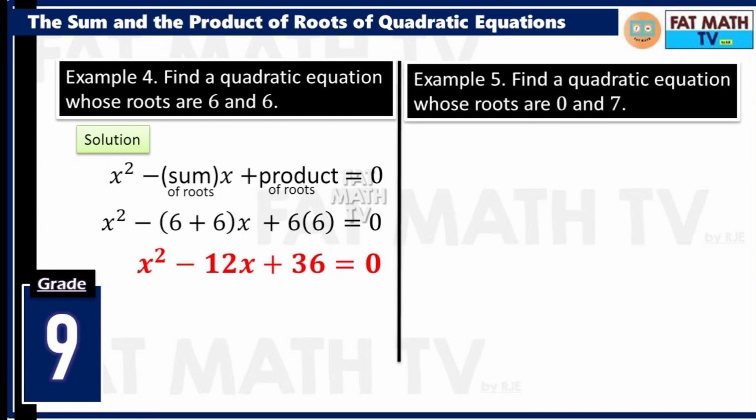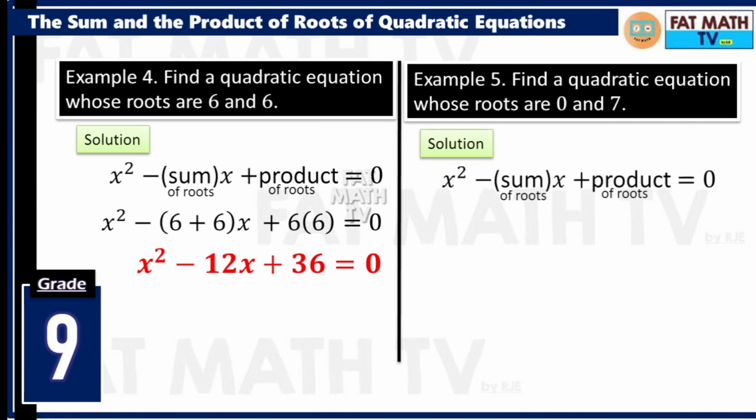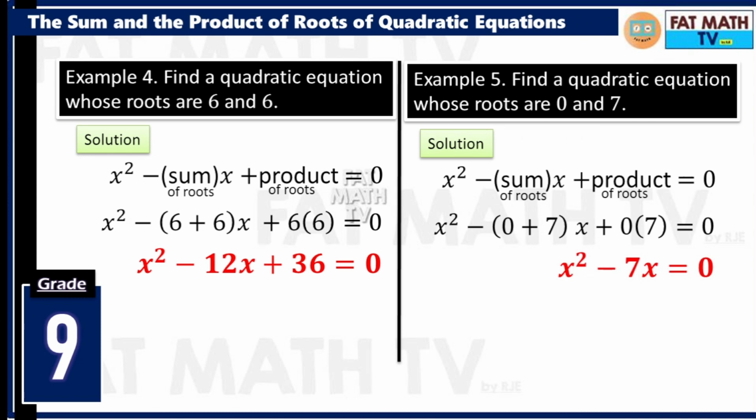If we have roots 0 and 7, their sum is 7 and their product is 0. So same, x squared minus sum of the roots times x plus product of the roots equals 0. So x squared minus the sum, 7x, plus 0 equals 0. Or simply x squared minus 7x equals 0.